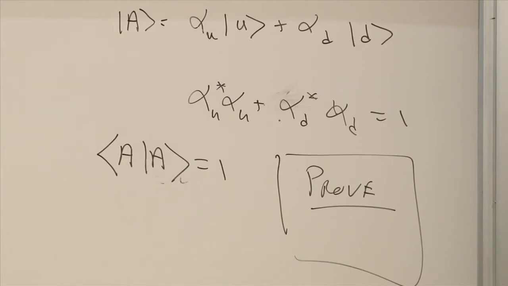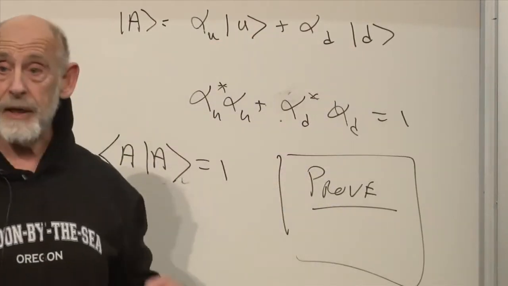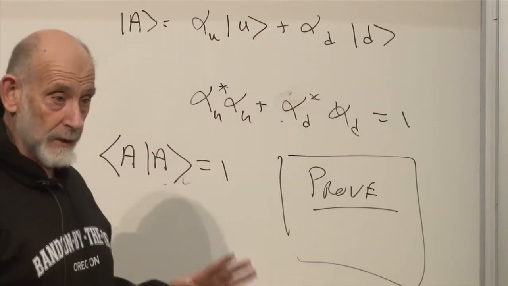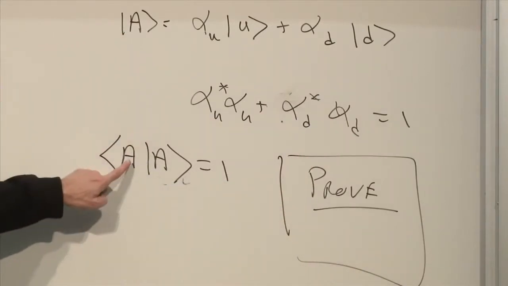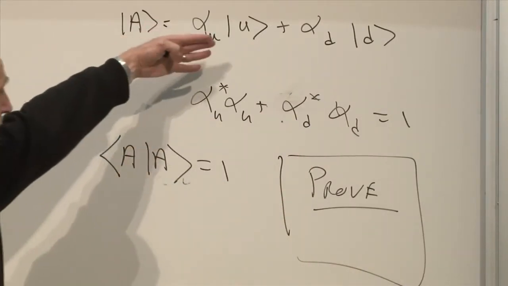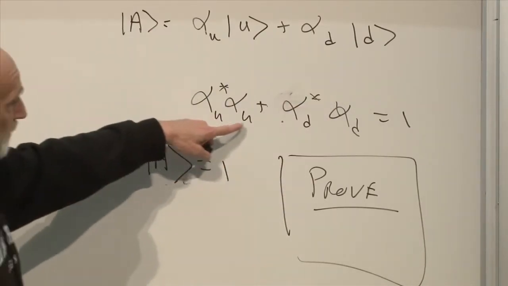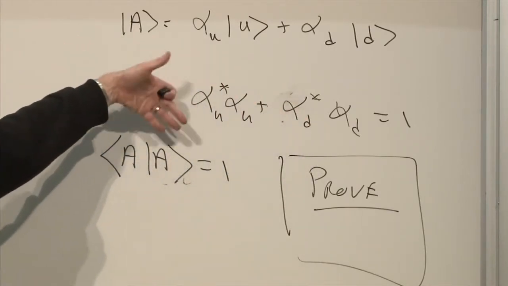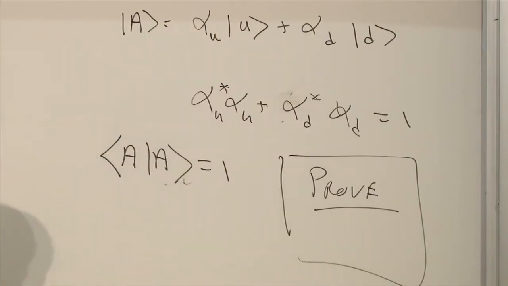It does follow from the postulates and the assumption that U and D are perpendicular unit vectors. Make that assumption. They're orthogonal to each other. They're unit vectors. If they're not unit vectors, you can change them until they are unit vectors. And then you can prove that the inner product of a vector with itself is just the sum of the squares, or the conjugates times itself. Okay, so that's a little thing to prove.